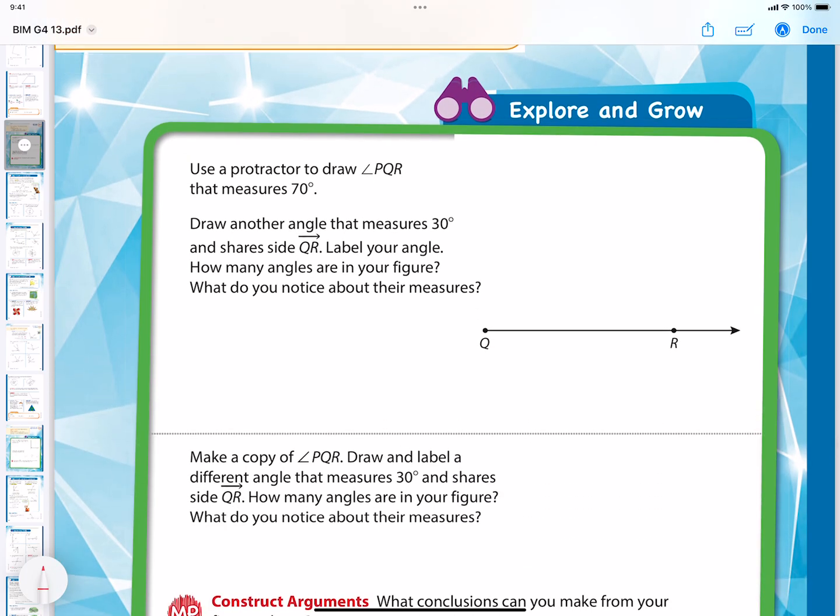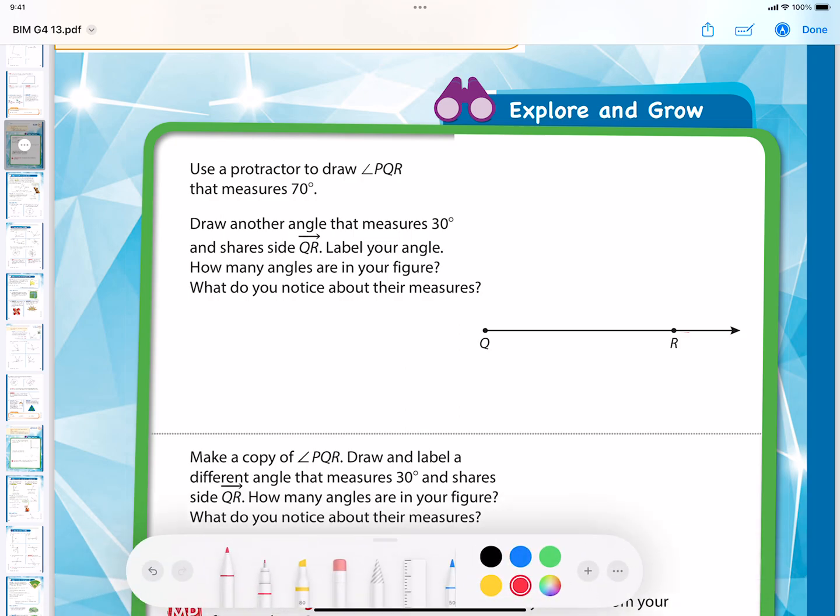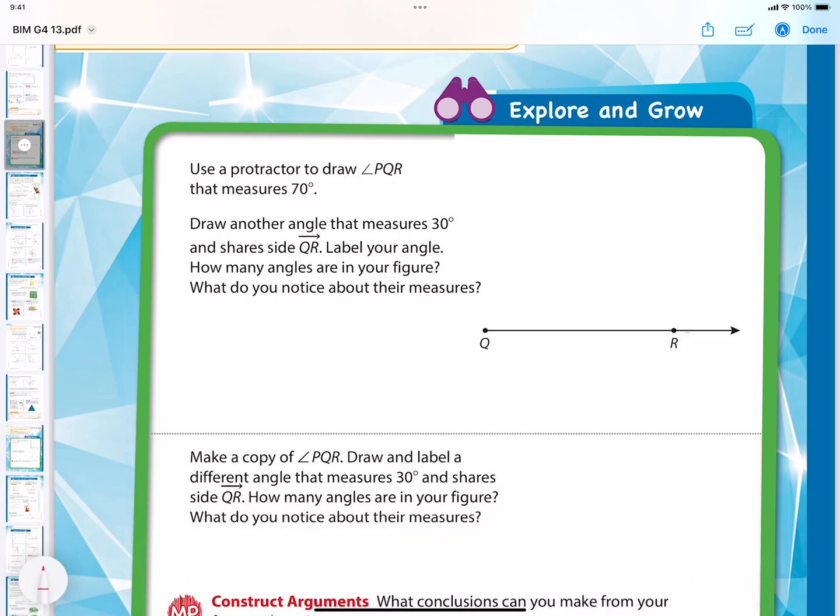Use a protractor to draw angle PQR. We have so far Q and R, okay? And that measures 70 degrees, okay? 70 degrees. Now let's go. Draw another angle that measures 30 degrees and shares side ray QR. Label your angle. How many angles are in your figure? What do you notice about their measures?